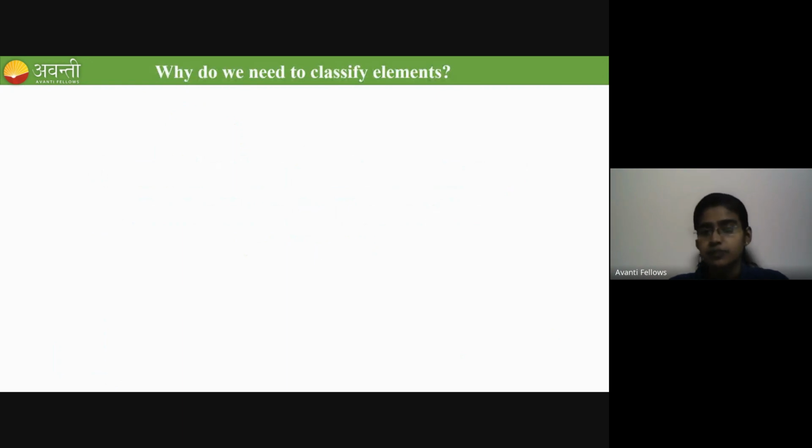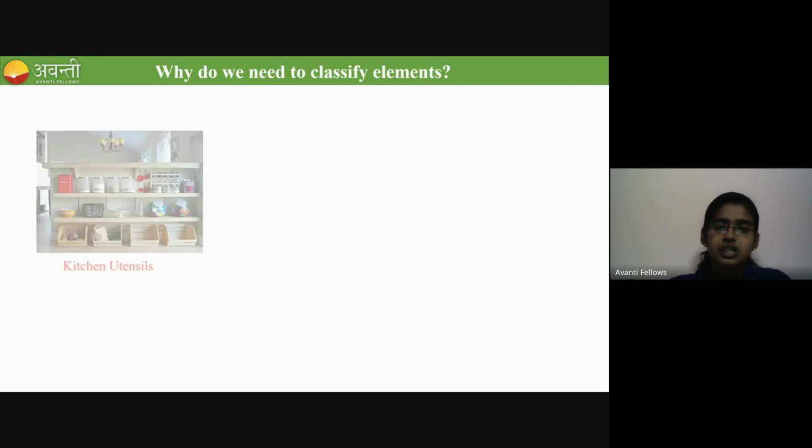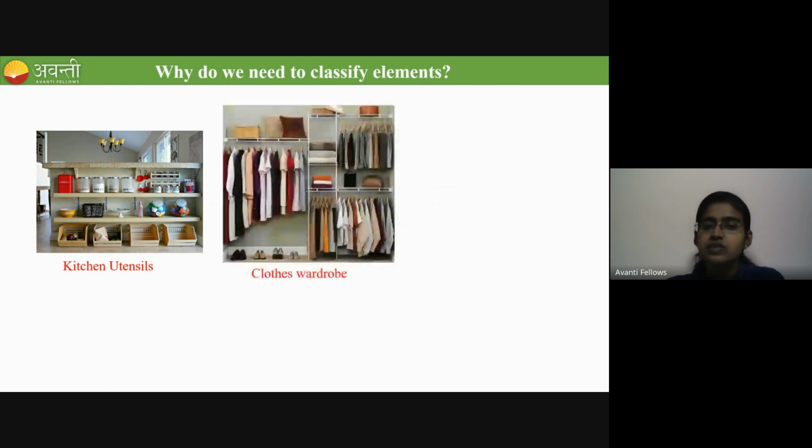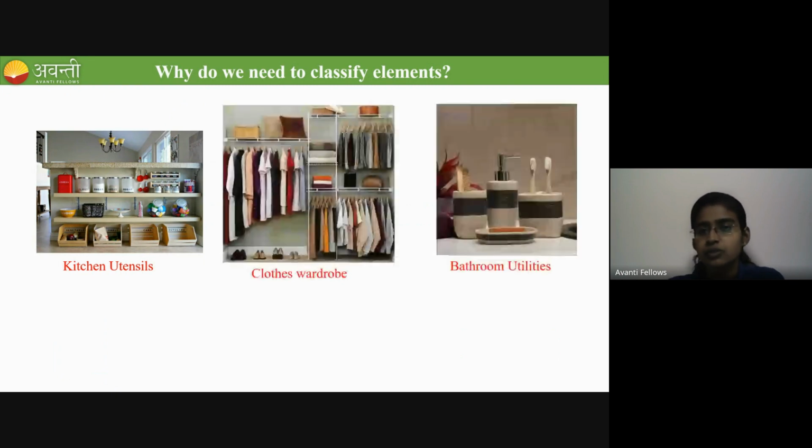In your kitchen, you might have seen kitchen utensils arranged in racks, and for clothes we have a wardrobe, and for bathroom utilities we keep them in separate containers, right? So why have they been arranged like this? Why are we arranging a particular set of things in a particular rack? To take them out easily, right?